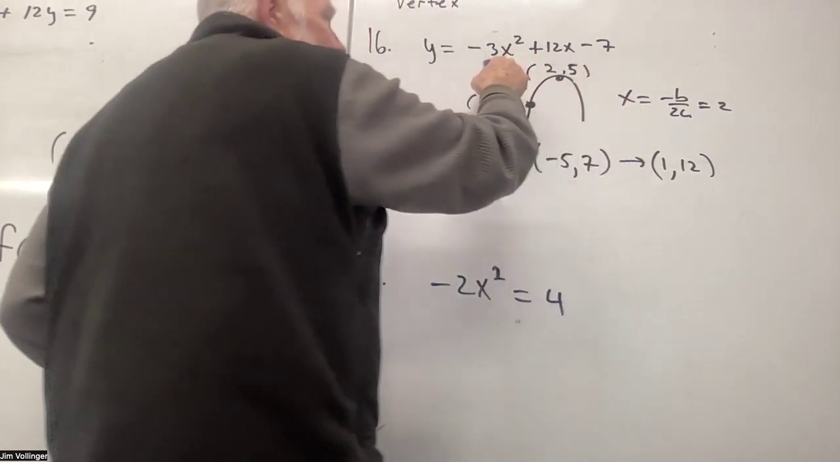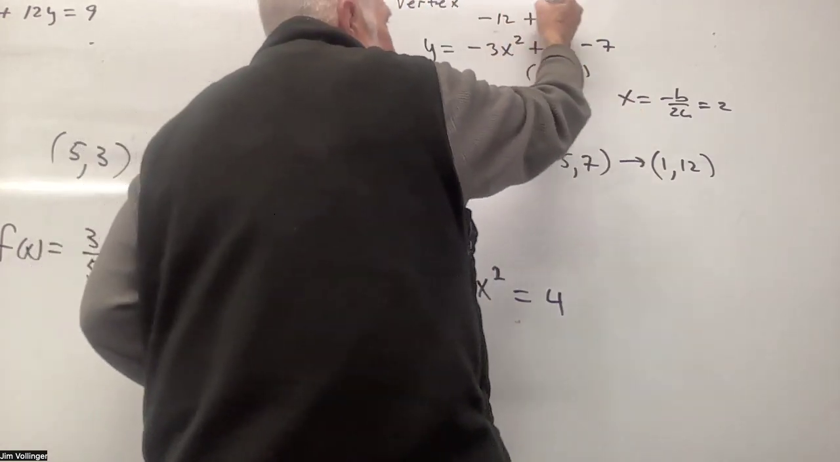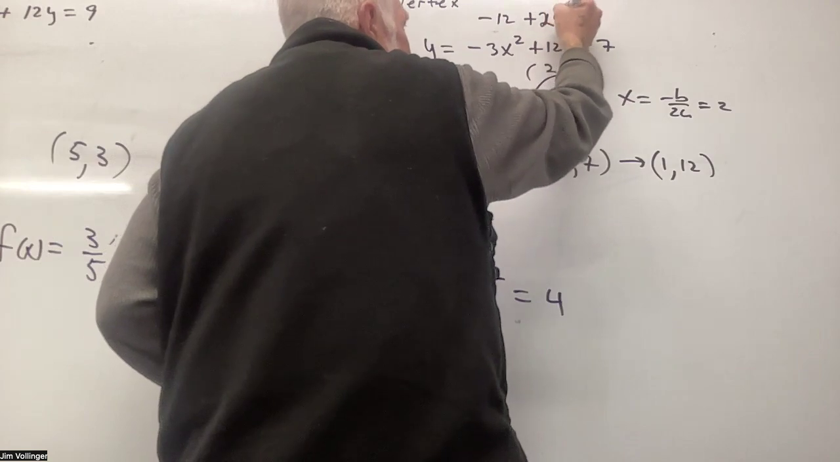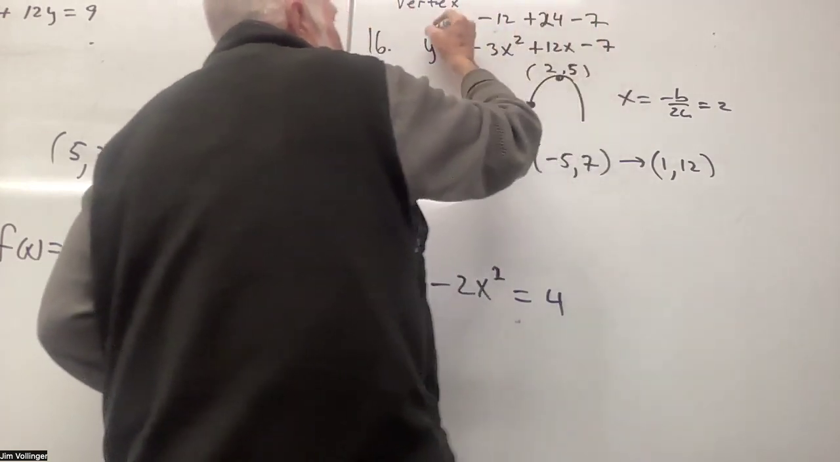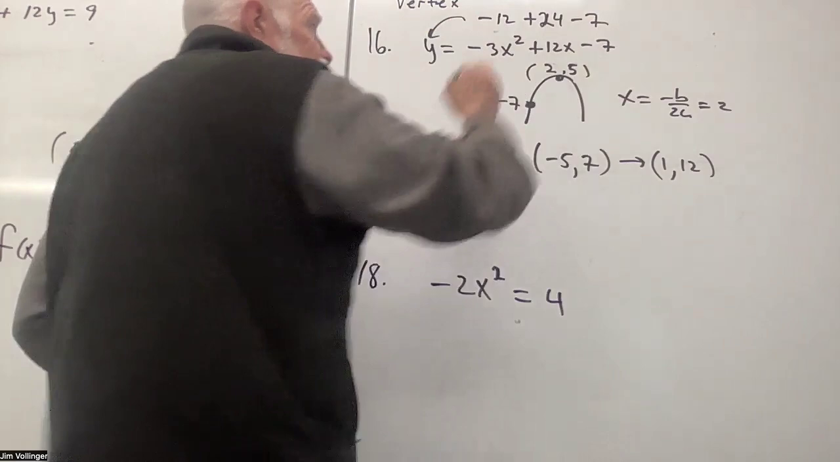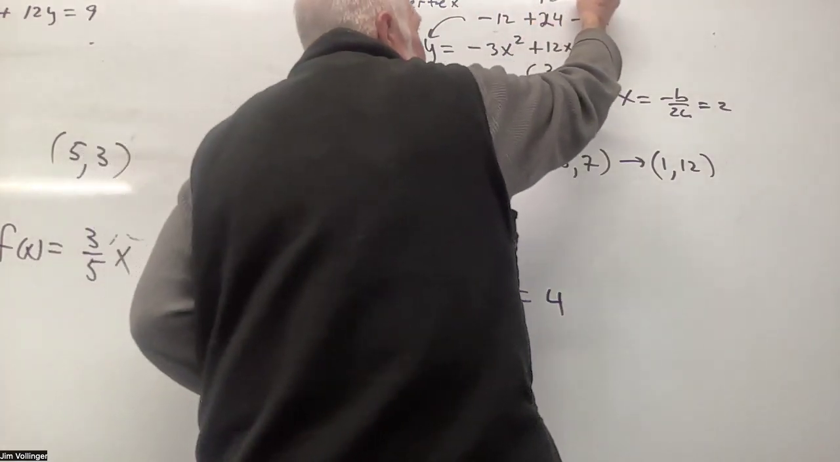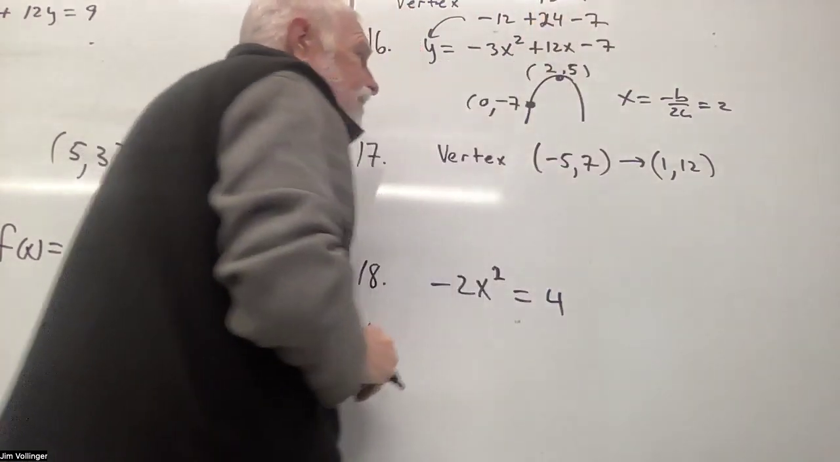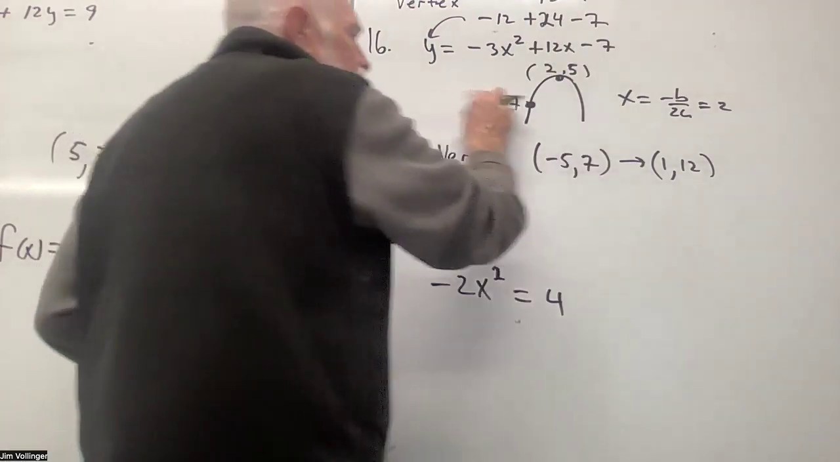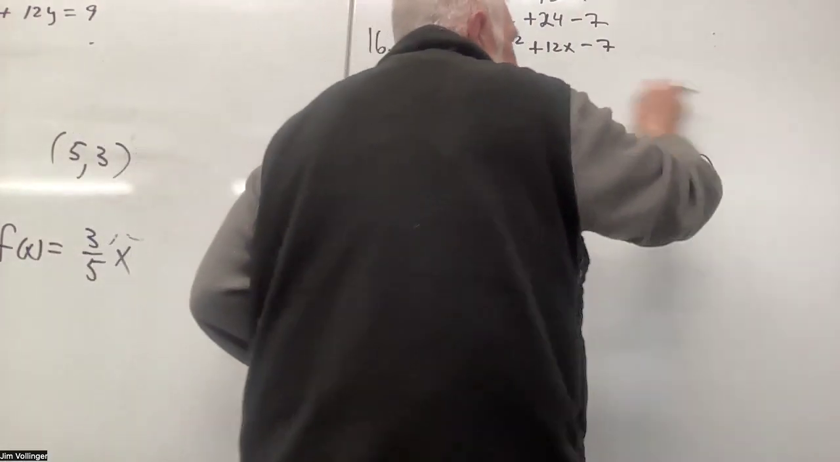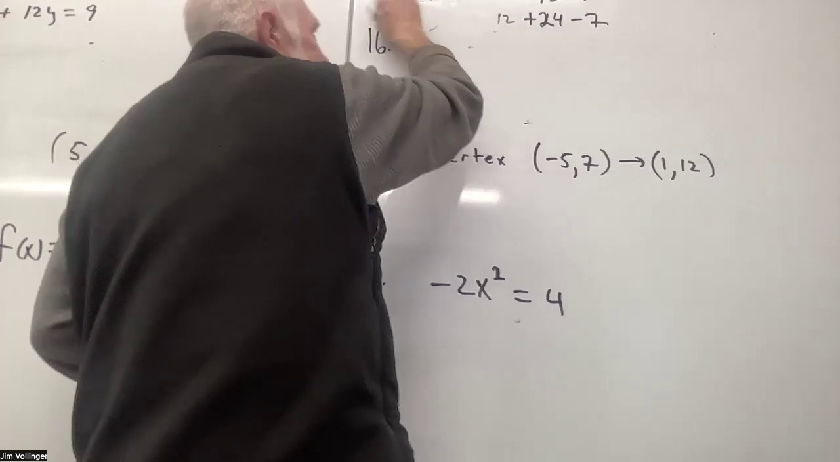You might have to plug 2 in and get negative 12 plus 24 minus 7 to get your y value, which is half of 24 minus 7, which is 5. There are patterns and shortcuts everywhere in mathematics, and when you see them, use them.